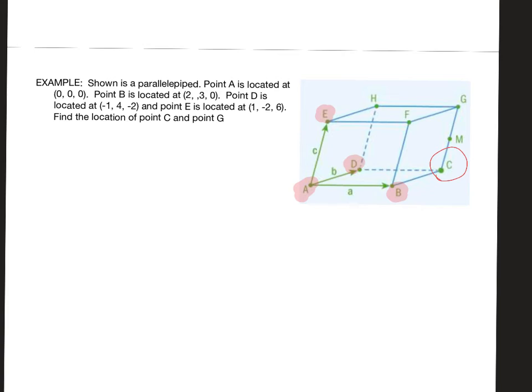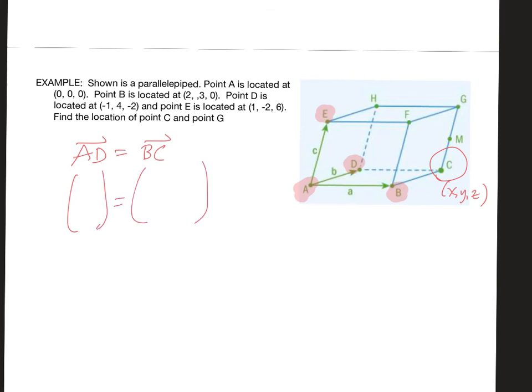Okay, and I'm going to use the same logic that I just did on the last one, which is that AD should be congruent to BC, right? They are parallel, they are going in the same direction, they have the exact same magnitude. It literally is the same vector, right? The only thing I don't know is what this ordered triple is. But that's okay. I'm going to solve this.